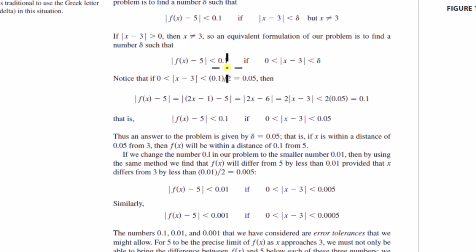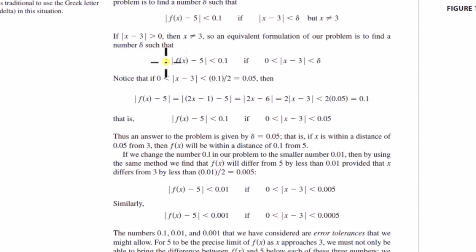So if we take 0.1 and divide it by 2, that's delta. So you take this inequality and you replace delta with 0.1 divided by 2, which is 0.05. So the absolute value of x minus 3 is greater than 0 and less than 0.05. Okay.